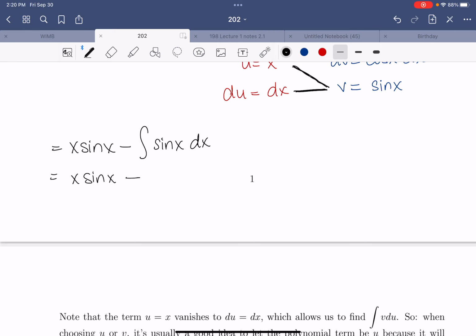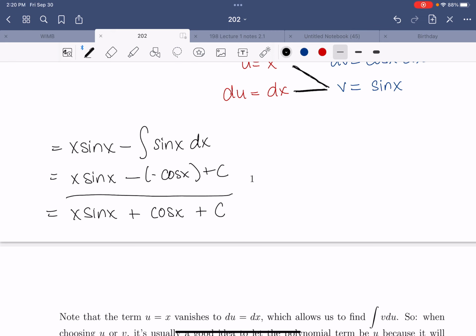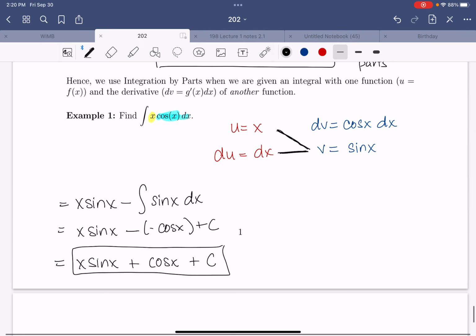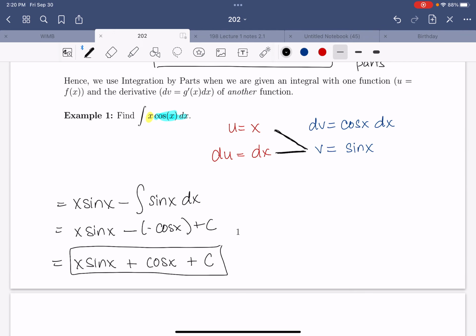So the antiderivative of sine x is negative cosine x. And that gives us x sine x plus cosine x. And because this is an indefinite integral, we don't have boundaries, we need to add on our plus c at the end. Okay, and so that is how our integration by parts works.